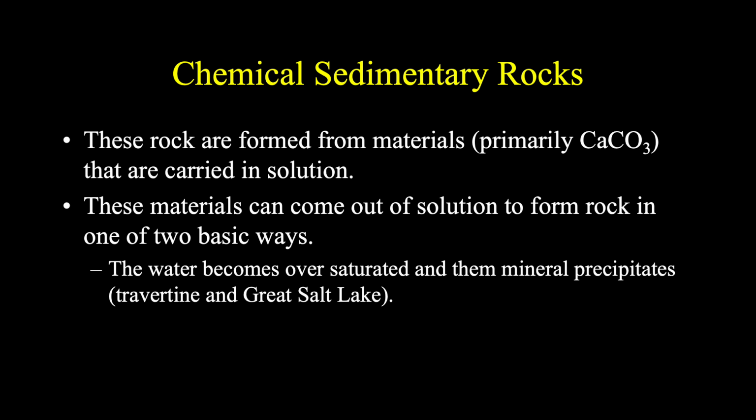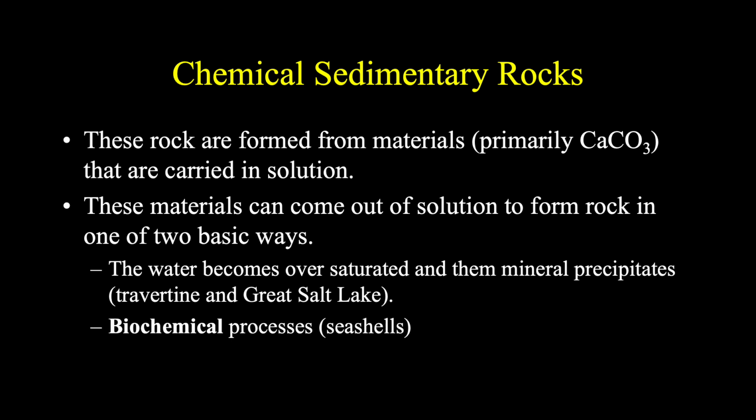This can happen in caves to form a rock we call travertine, which is a calcium carbonate rock, which is a form of limestone. It's also happening around the Great Salt Lake in Utah. In that case, the mineral that is forming is halite, which is precipitating out of the water. Salt, as the name implies here.